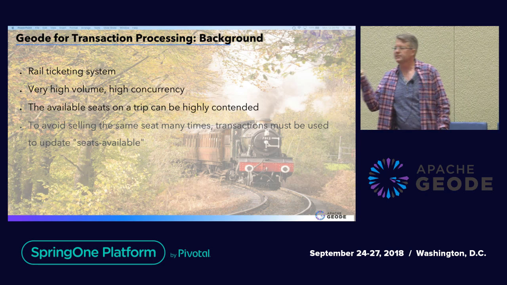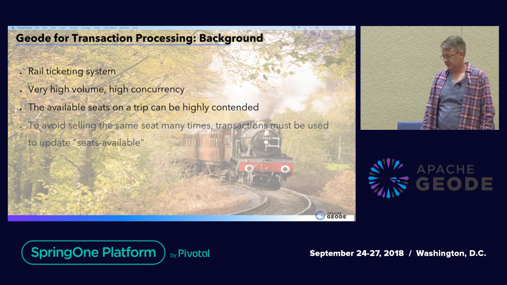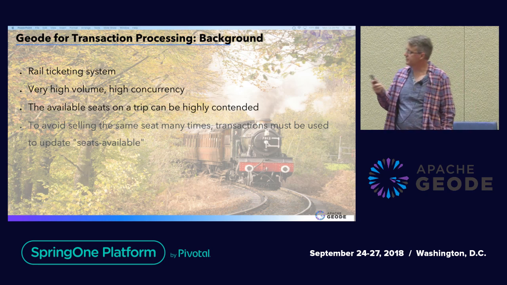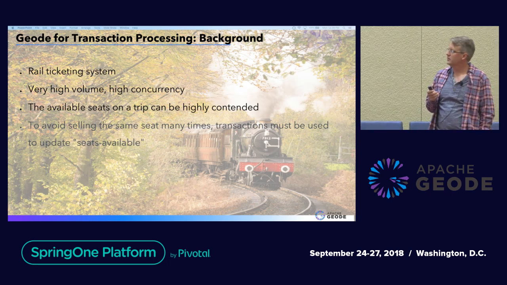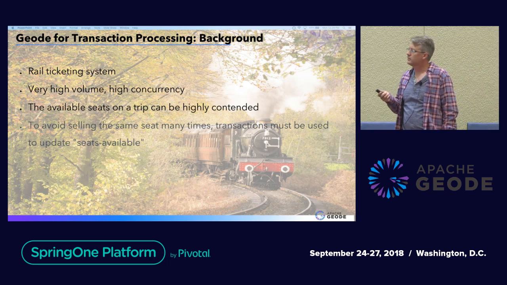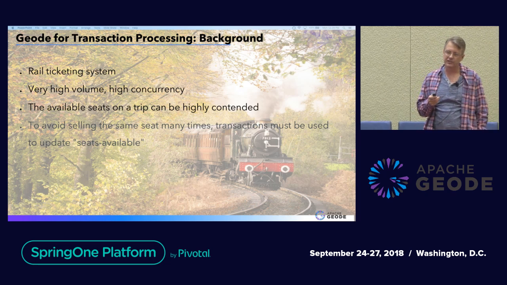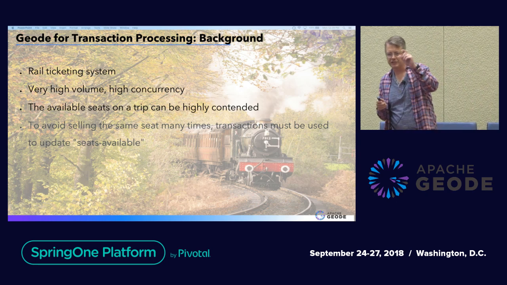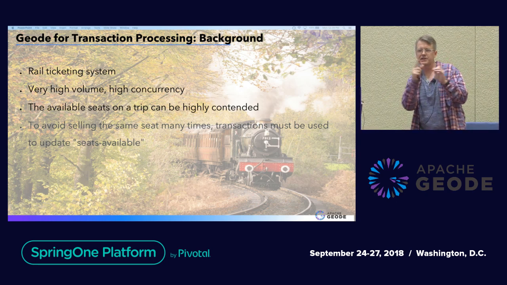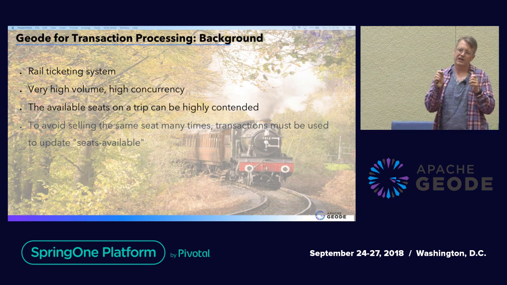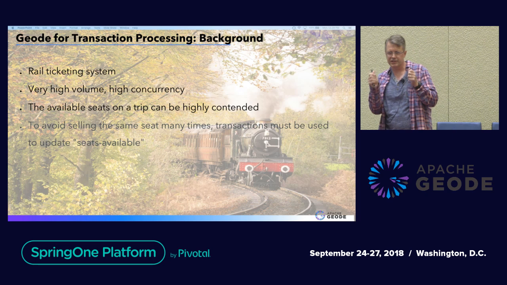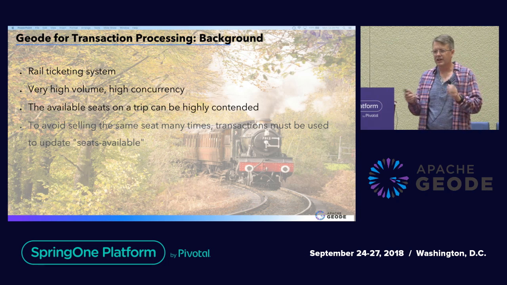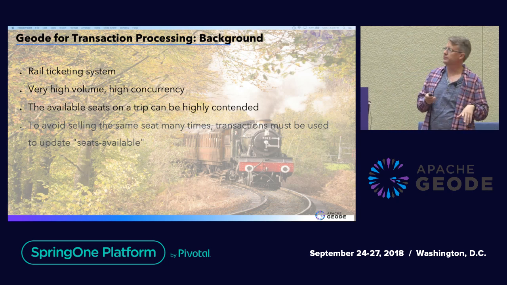All right, so this one's really different, and this kind of goes back to the roots of Geode. It's a rail ticketing system, and it's transaction processing. Clearly, a rail ticketing system is a very high volume, high concurrency system. If you think about it, somewhere in that system, for every trip, every leg, and every time the train goes back and forth, there's a record that says how many seats have been sold so far. And if a lot of people are trying to ride that particular trip, then you've got a lot of contention on just one record, and this could be millions of people.